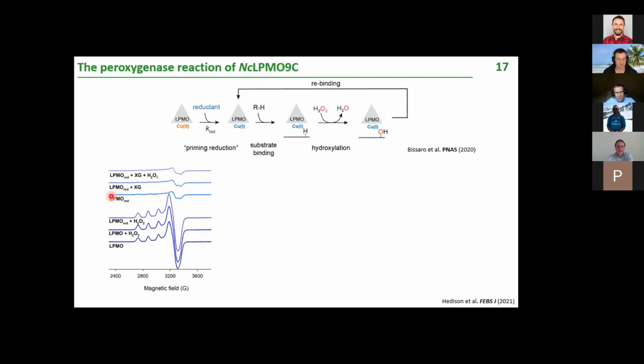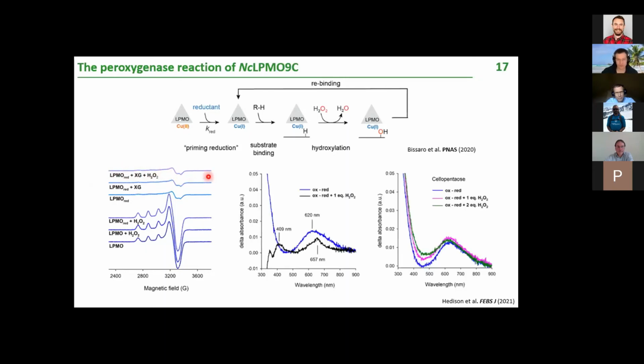Importantly, this is not observed when we have a substrate there. So when we allow substrate turnover, we add again our soluble substrate for the LPMO, and then add the same quantity of hydrogen peroxide, we again see that we end up in the reduced state. And I also did this with UV spectroscopy, very painful because you need a high amount of LPMO to visualize the tiny LPMO peak. But however, same picture. If we have a substrate there, addition of hydrogen peroxide to the reduced enzyme doesn't lead to reoxidation.